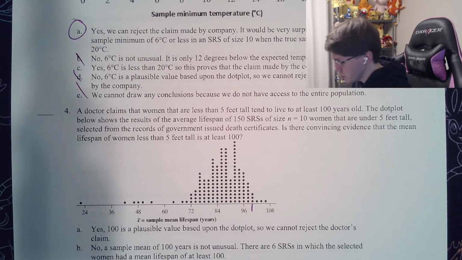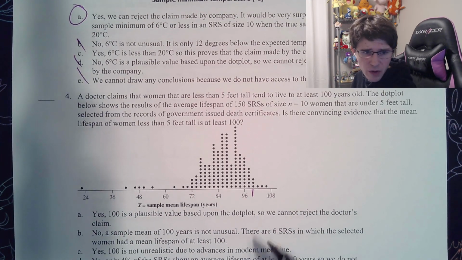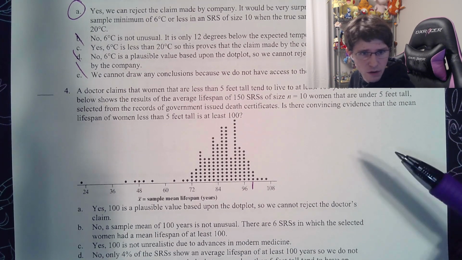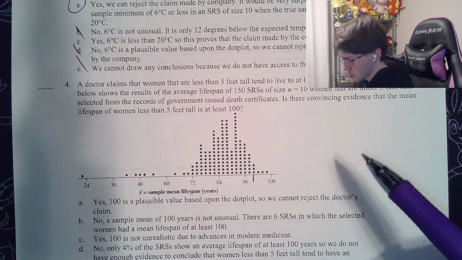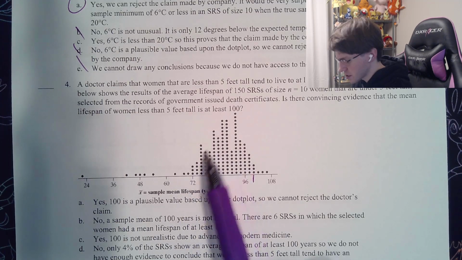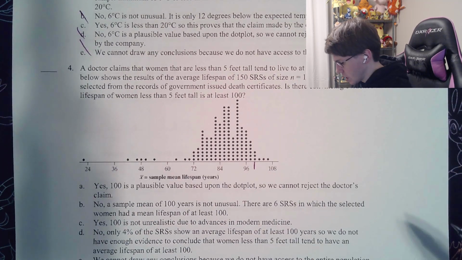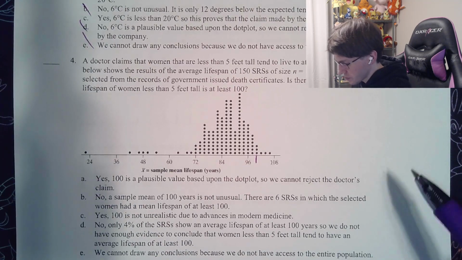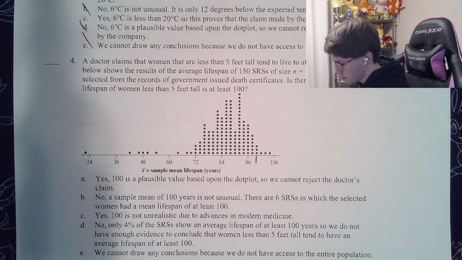So right away we know that not all the women are living to be over 100. The average is clearly somewhere in the 70s to 80s, somewhere in the middle over here. Let's read their answers. Yes, 100 is a plausible place on the dot plot.